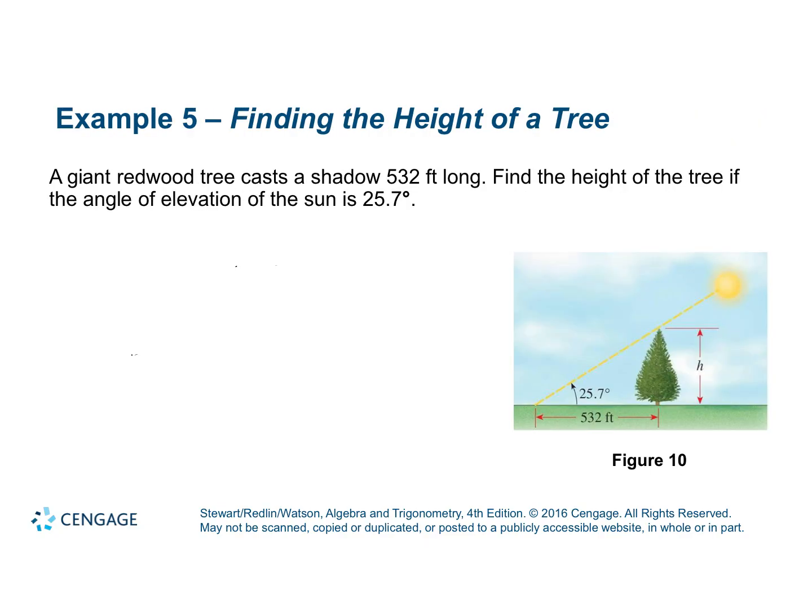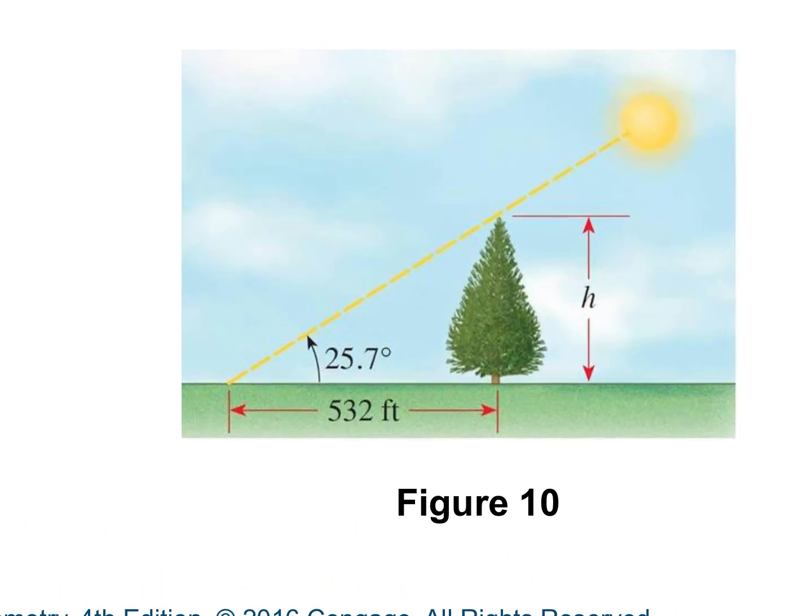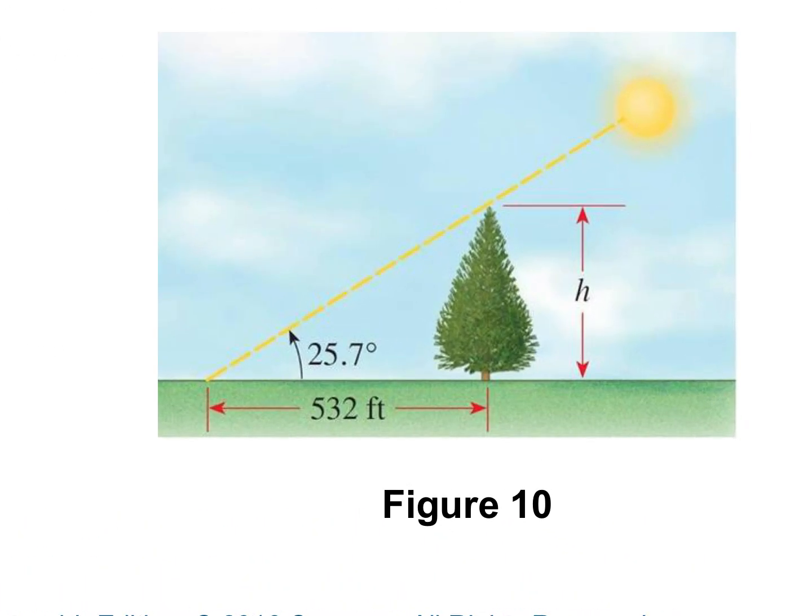It says a giant redwood tree casts a shadow of 532 feet long. Find the height of the tree if the angle of elevation of the sun is 25.7. So it draws the picture for us. If this is our theta here, this is the angle that's given, 25.7. Would 532 be opposite, adjacent, or hypotenuse? It'd be our adjacent. What about H? H would be our opposite. So we're solving for H here.